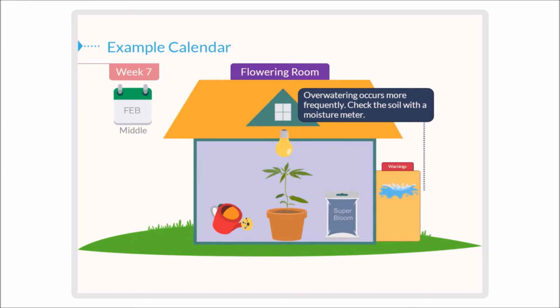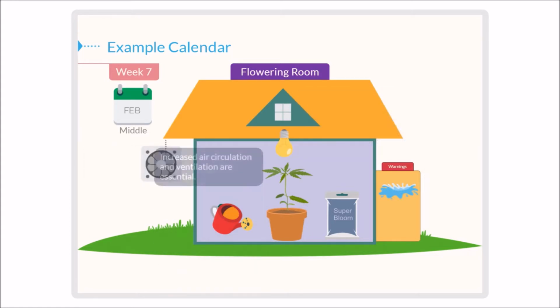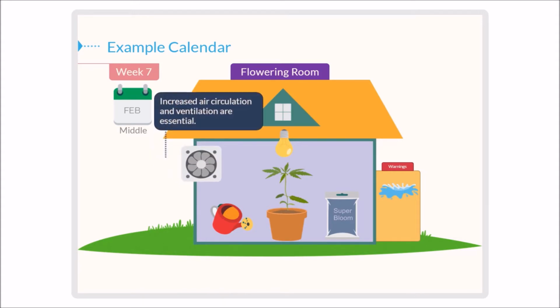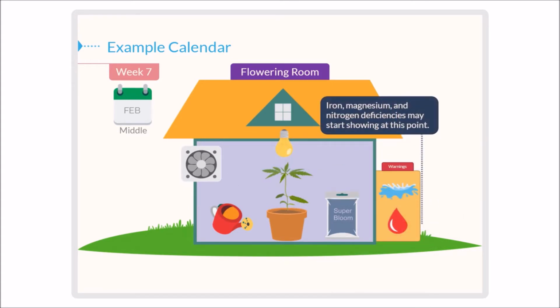Overwatering occurs more frequently. Check the soil with a moisture meter. Hydroponic flood and drain timers may need to be adjusted to accommodate plant growth. Increased air circulation and ventilation are essential. Mist the garden at night with water to wash leaves. Iron, magnesium, and nitrogen deficiencies may start showing at this point. Supplemental trace element mix should be applied.